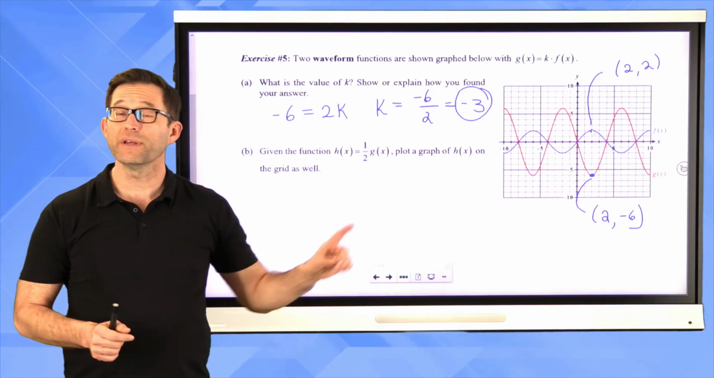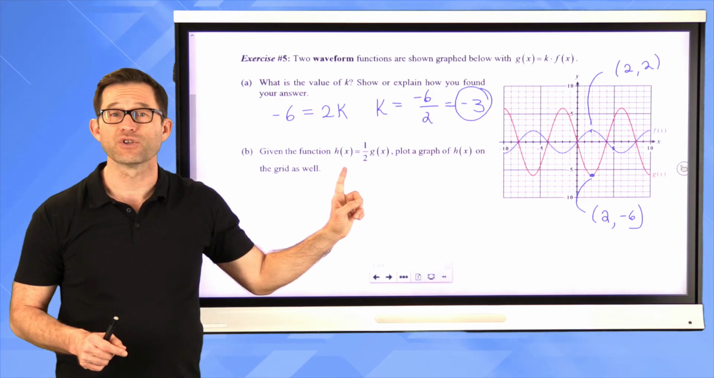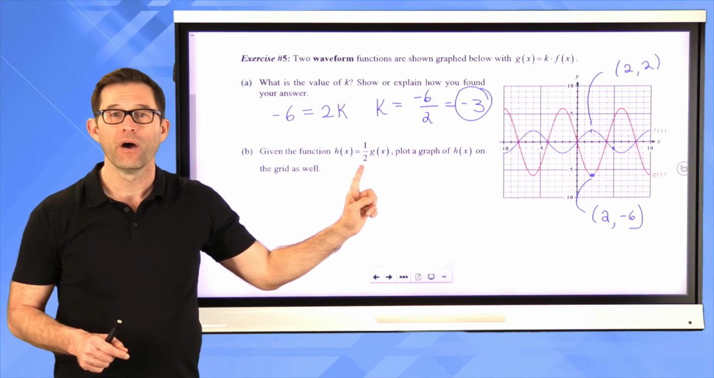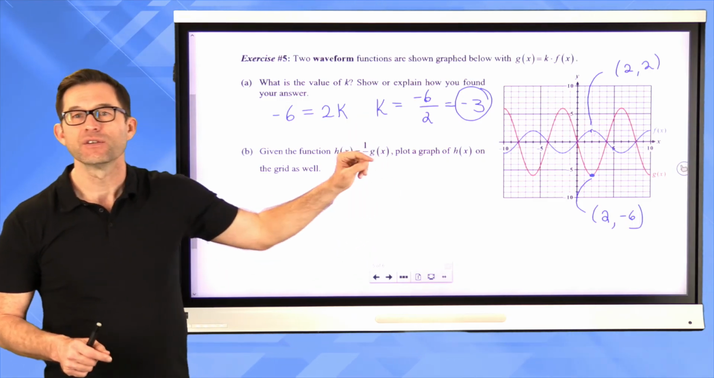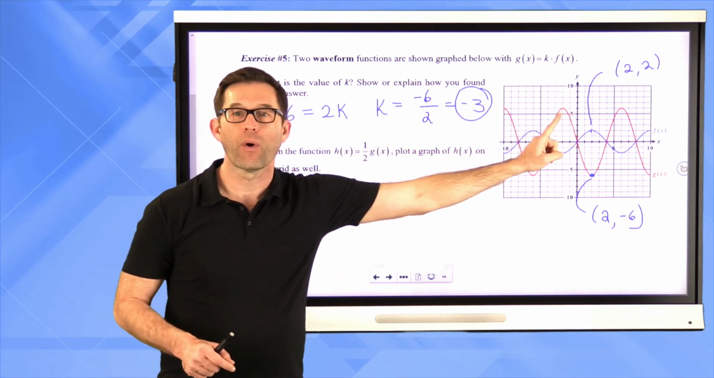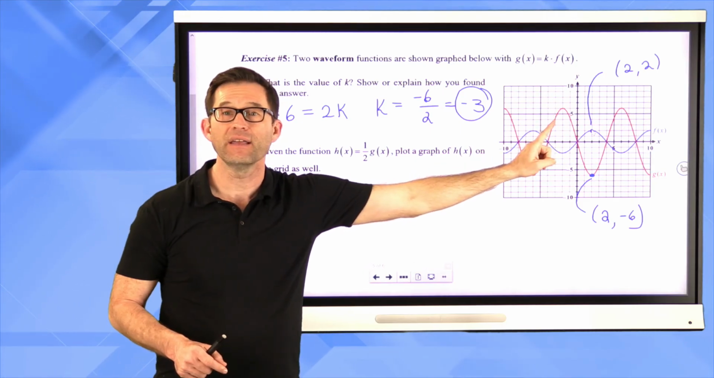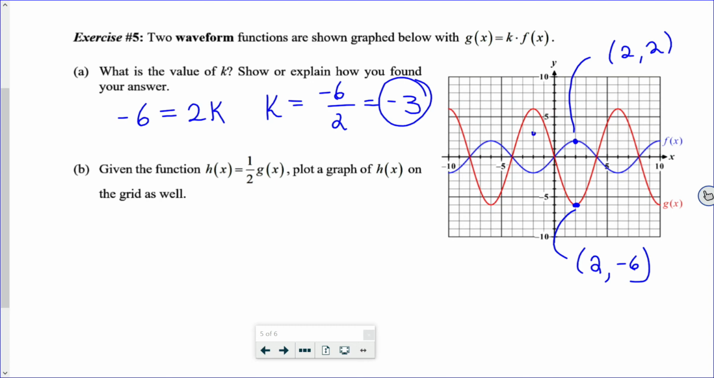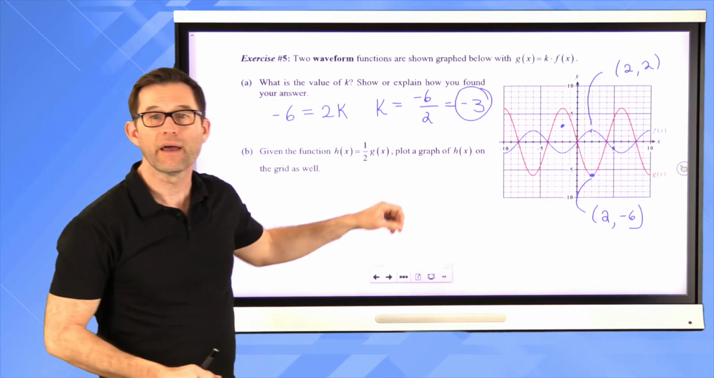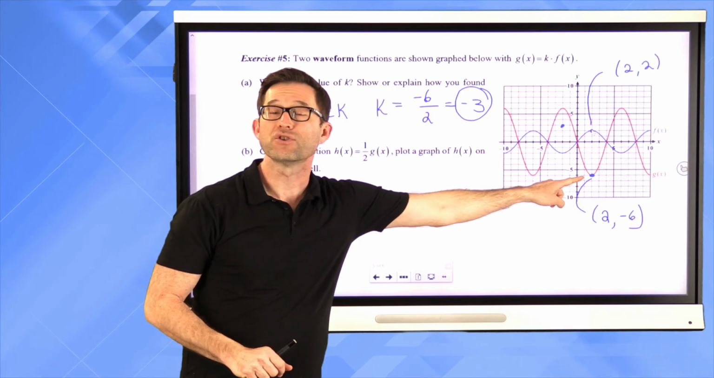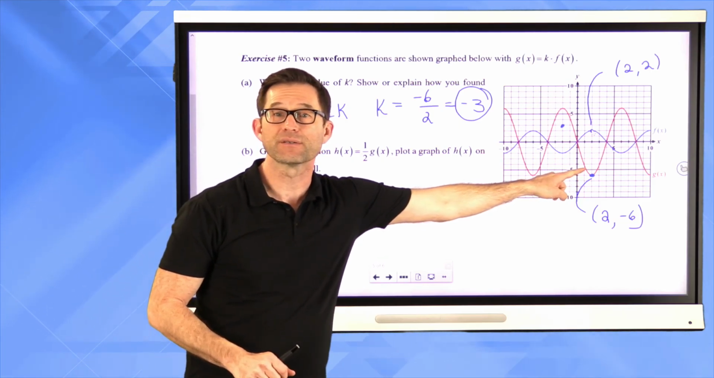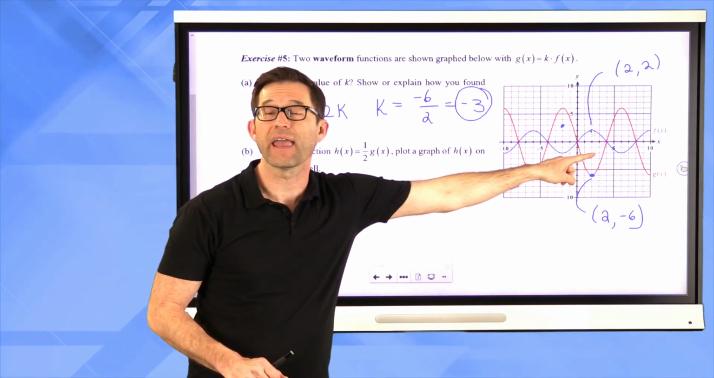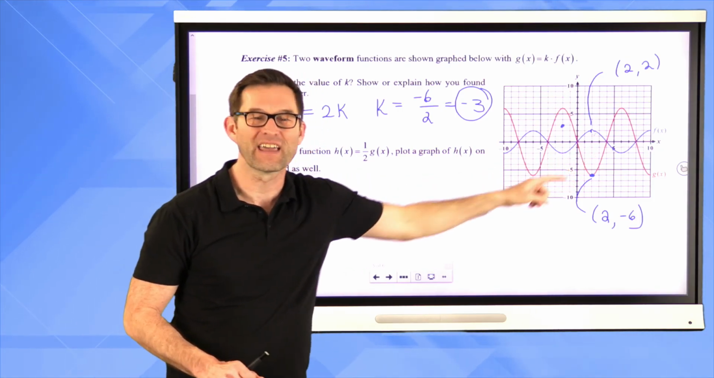All right, well, it's pretty simple. Here we're not going to have any reflections. h of x is simply going to have y values that are all 1/2 of the y values on g of x. So for instance, here, where we have a y value on g of x of 6, h of x will have a y value of 3. Likewise, where g of x has a y value of -6, h of x will have a y value of -3.